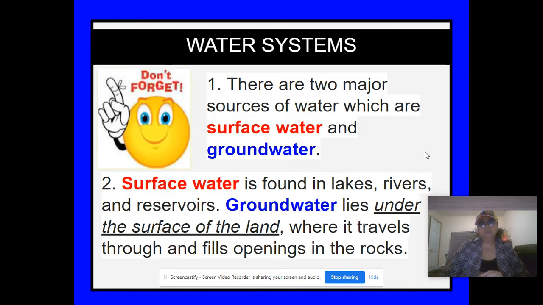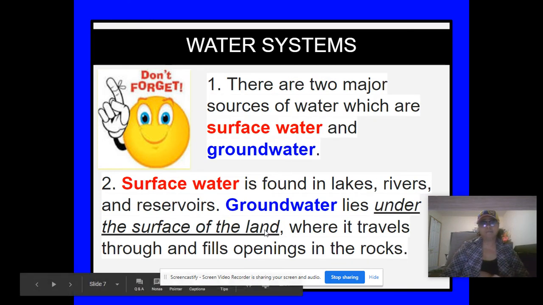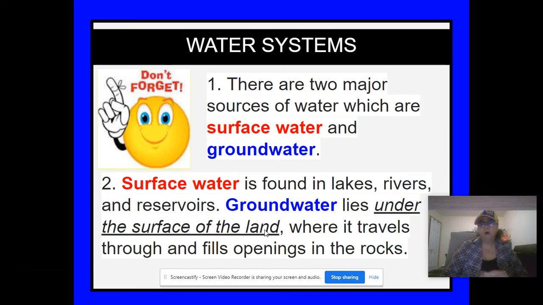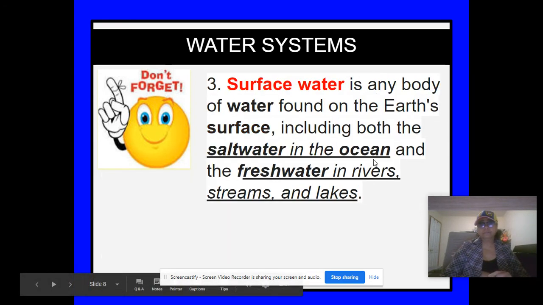Now, I want you to remember three things here in this unit. One, there are two major sources of water, which are surface water and groundwater. Surface water is found in lakes, rivers, and reservoirs. Groundwater lies under the surface of the land, where it travels through and fills openings in rocks.